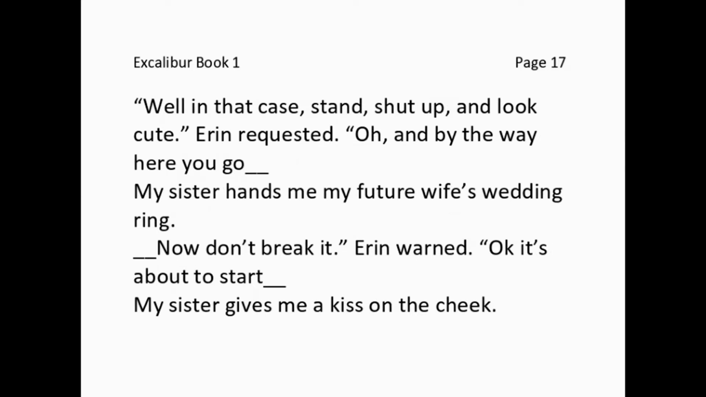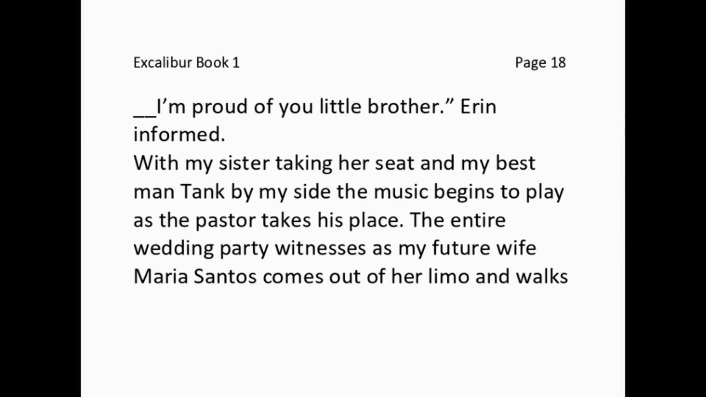"Oh, and by the way, here you go." My sister hands me my future wife's wedding ring. "Now, don't break it," Erin warned. "Okay, it's about to start." My sister gives me a kiss on the cheek. "I'm proud of you, little brother," Erin informed.